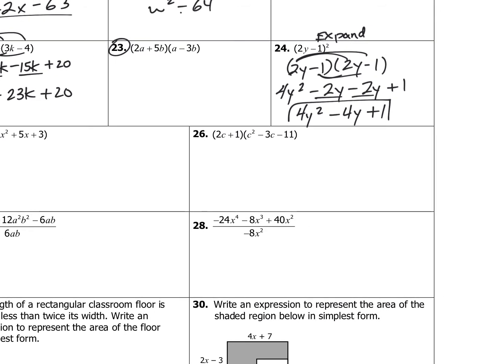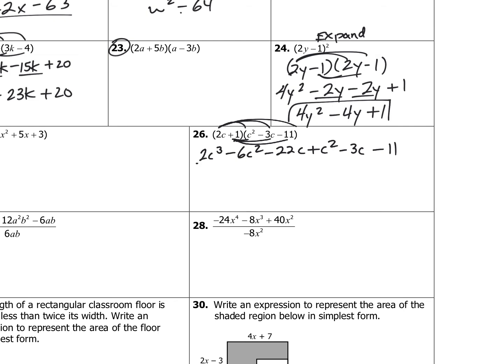All right, 26. This time we're multiplying a binomial and a trinomial. And this is why I was telling you just to distribute, okay? So the first term is going to multiply by everything in the trinomial. That's going to be 2c cubed minus 6c squared minus 22c. And now 1 times c squared, that's c squared. 1 times negative 3c is negative 3c. And 1 times negative 11 is negative 11.